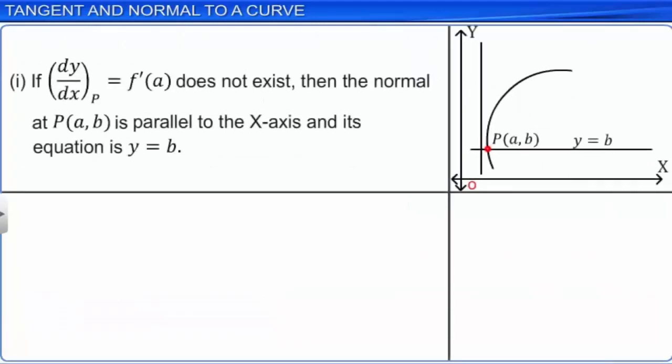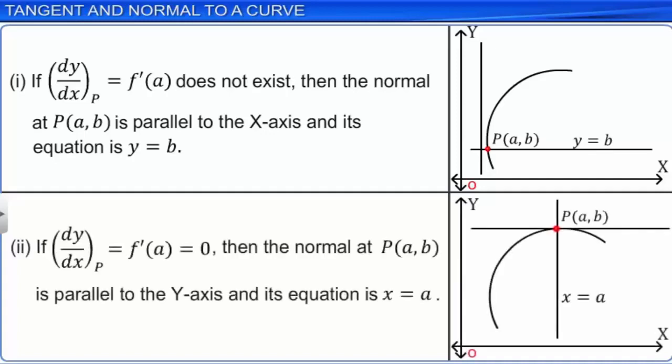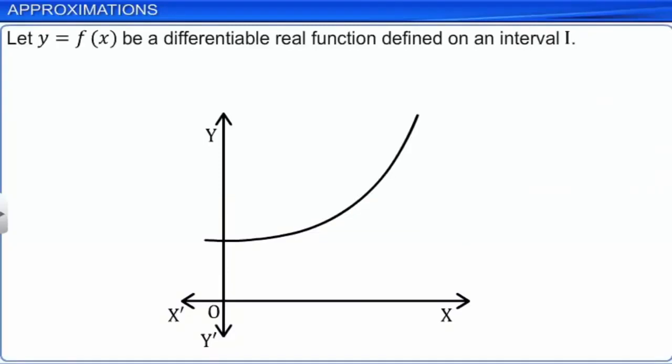If dy upon dx at P does not exist, then the normal at the point P, a comma b is parallel to the x-axis and its equation is y is equal to b. If dy upon dx at P is equal to 0, then the normal at the point P, a comma b is parallel to the y-axis and its equation is x is equal to a. Let the curve y is equal to f of x be a differentiable real function on the interval I.